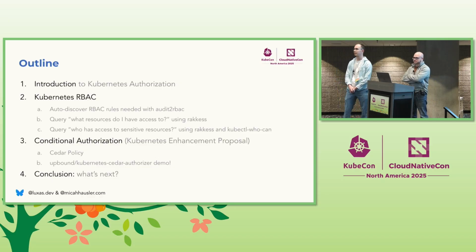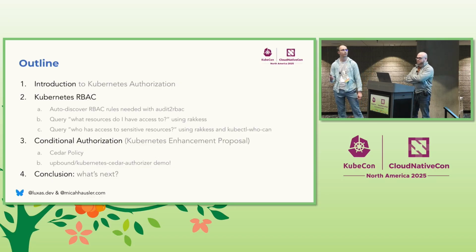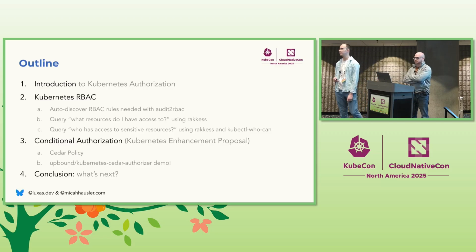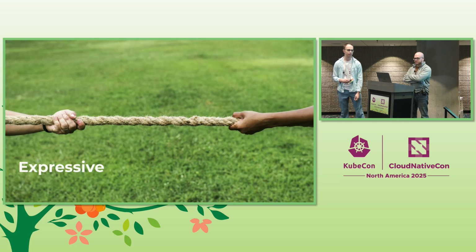Cool. So let's kick us off. We're going to start with an introduction to Kubernetes access control, then look at the most widely deployed method today, which is RBAC, role-based access control, and a couple of tools that could be useful for managing that. And then in the second half, we're going to look at a new Kubernetes enhancement proposal, or KEP for short, or a couple actually, which provide more finer-grained alternatives to the existing stuff.